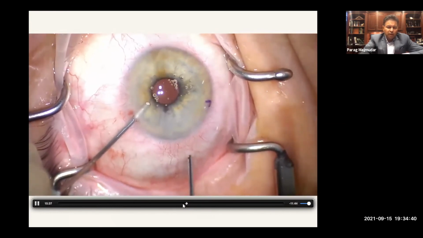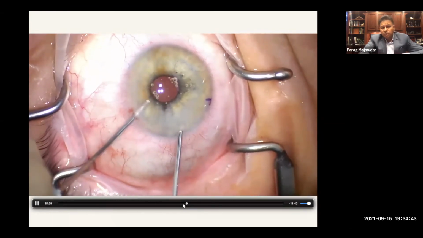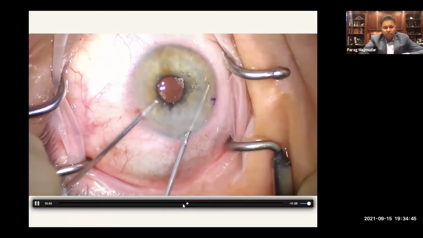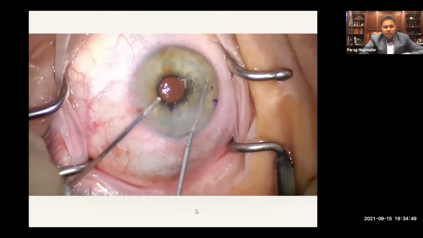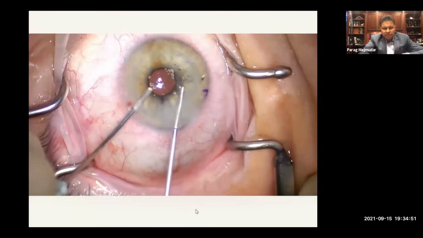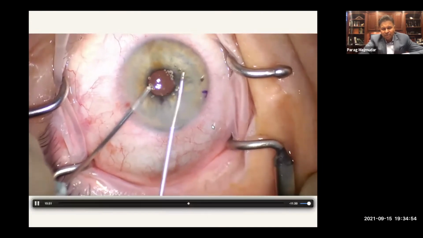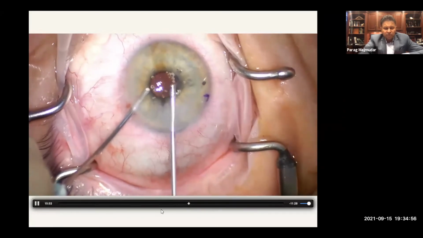iridotomy pretty well. You don't want an iridotomy that's too small because you're going to end up with potential for pupillary block. And you don't want one that's too big because then it doesn't look really nice and patients get glare and things like that. So that's about a good size there where I would say you're going to be fine.